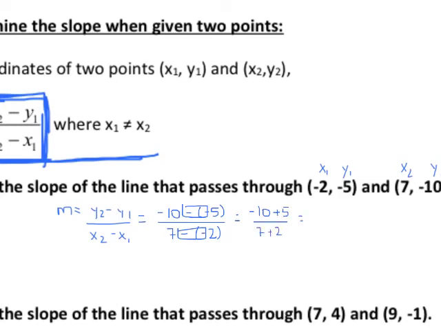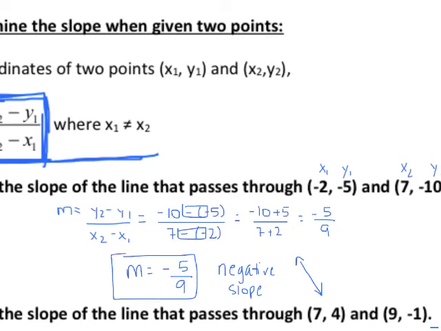Well, -10 plus 5 is -5. And 7 plus 2 is 9. So you can leave this in fraction form. Your m is going to be worth -5 over 9. This is a negative slope. It's obvious because it has that negative sign there. But that also tells me that my line is going to be going down. Okay? So m equals -5 over 9.